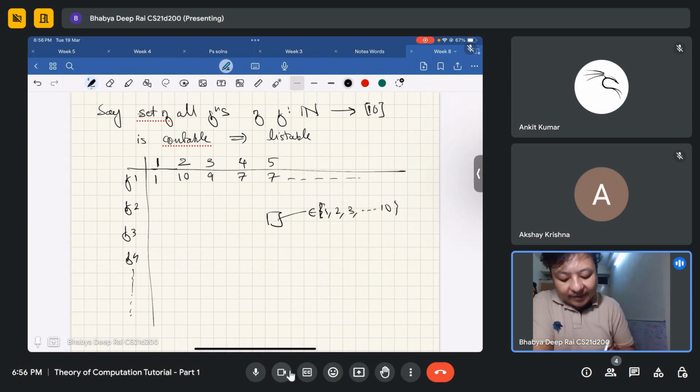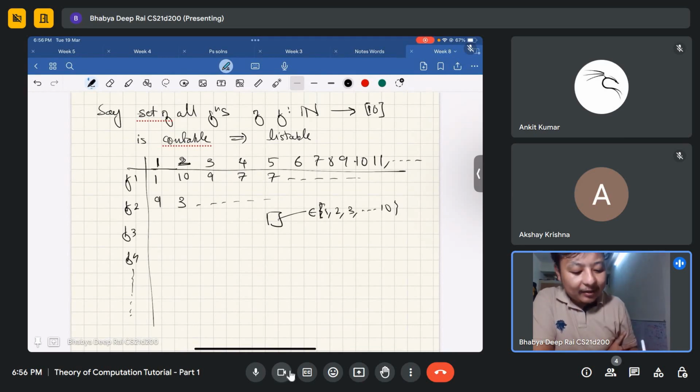And f2's behavior is like, okay, when input to f2 is 1, we get 9. When input to f2 is 2, then we get 3. But remember, the entries are again always within 10. Okay, and this goes on 7, 8, 9, 10, and so on. This can keep going up till infinity, because this is actually the set of all natural numbers. Because remember, our domain is natural numbers.